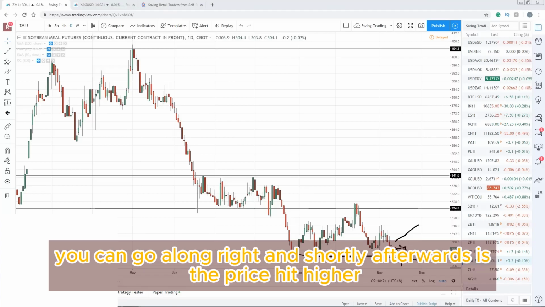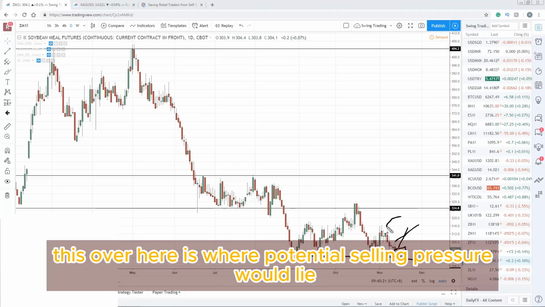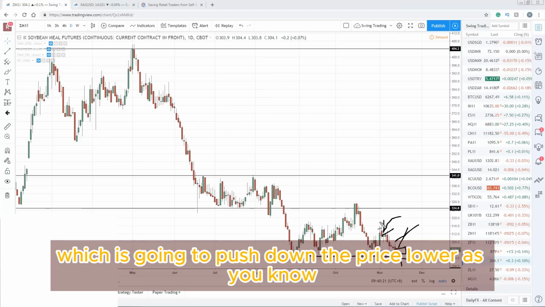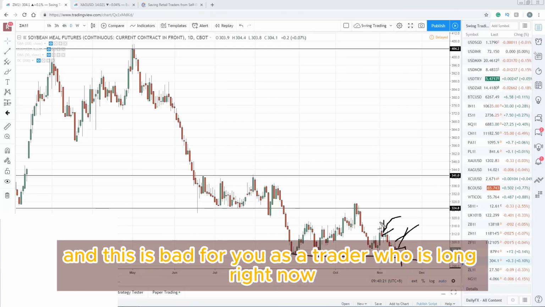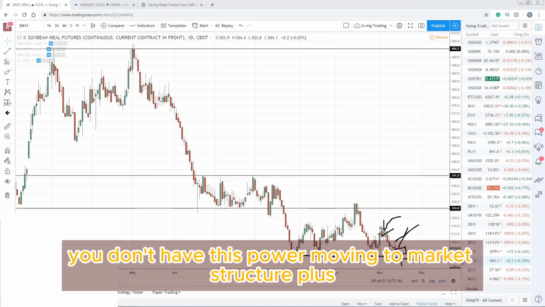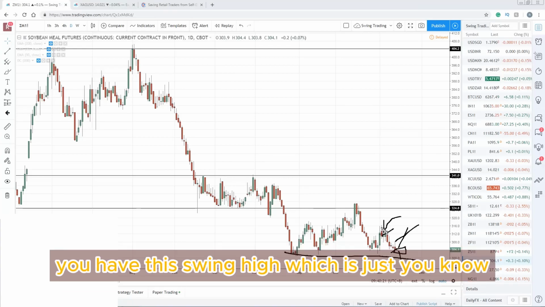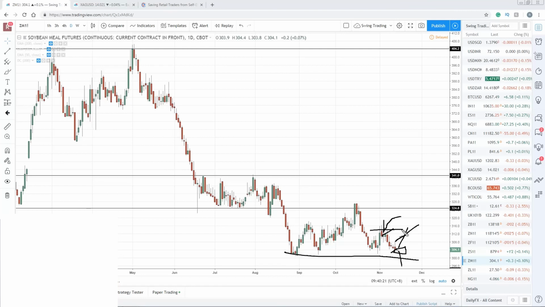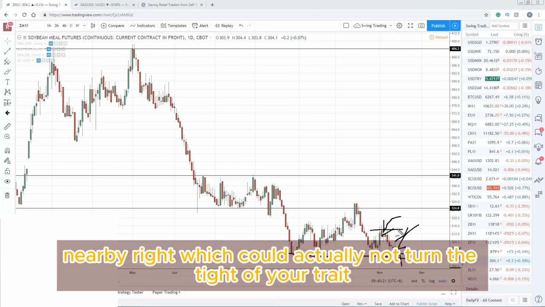And shortly afterwards, as the price hit higher, this over here is where potential selling pressure would lie, which is going to push down the price lower as sellers look to short the market. And this is bad for you as a trader who's long right now. You're against the trend, plus you don't have this power move into market structure, plus you have this swing high nearby, which could actually turn the tide of your trade.